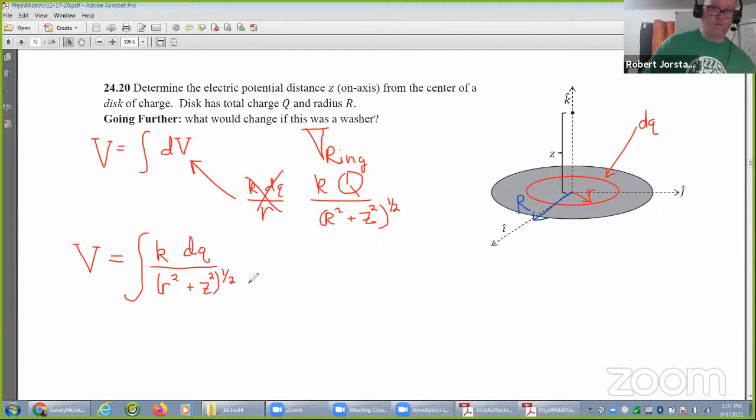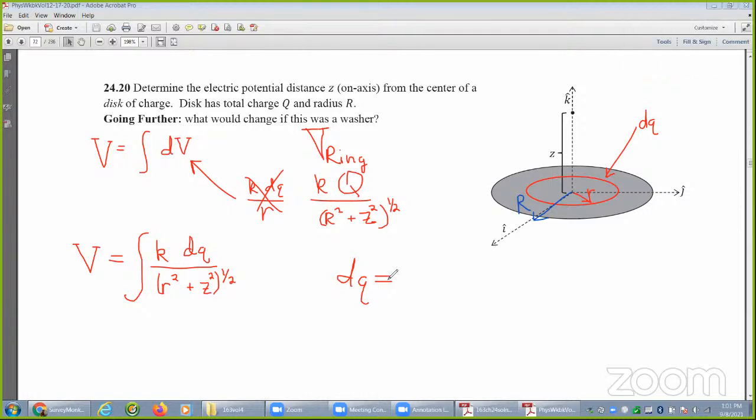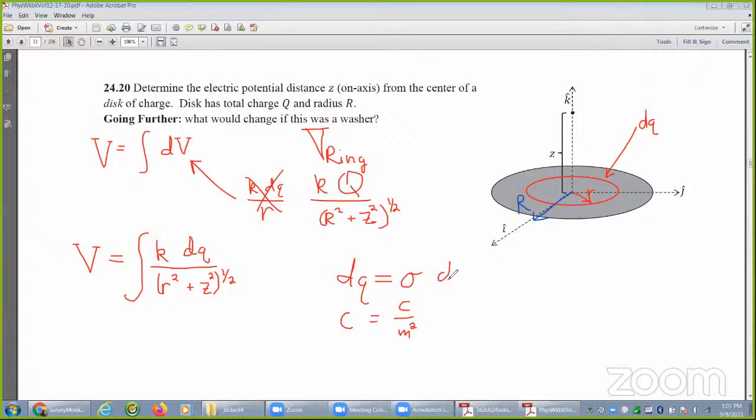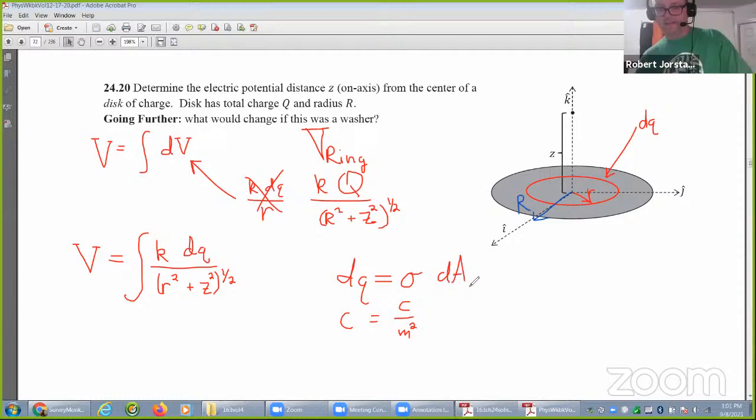Okay. What is dQ? Does anybody remember? Sigma. Use the units, coulombs per meter squared. So would you need a dx, a ds, a dA, or a dV? Well, I need to multiply by dA, meters squared. What's the area of my ring? That's dA of a ring. What's the area of a ring? 2 pi r.